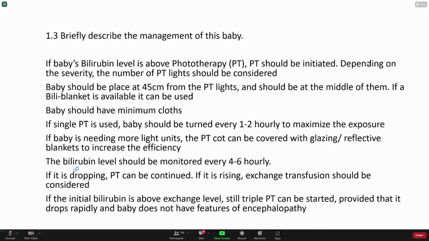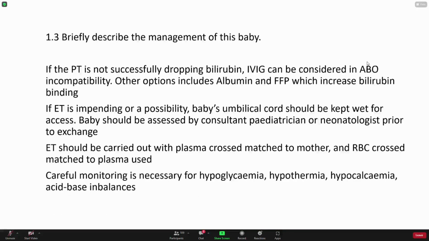Then the most important thing is the bilirubin level should be monitored every 4 to 6 hours to see whether it is dropping, right? If it is dropping, phototherapy can be continued. If it is rising, exchange transfusion should be considered, right? If the initial bilirubin is above exchange level, still the triple phototherapy can be started, provided that it drops rapidly and baby does not have features of encephalopathy, right?